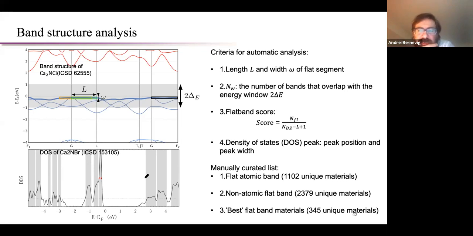We can probably do it internally, but it's not implemented at the moment, and it's not easy. The way one would do it is, of course, to go through them. You can do it, it just would not be efficient. So you can go through these 345 unique materials. For these best flat bands, each of them has the flat band. Then you can go on the topologicalquantumchemistry.com website and find that flat band.